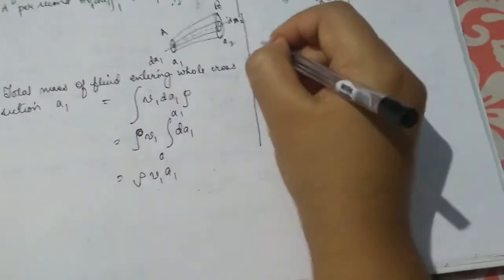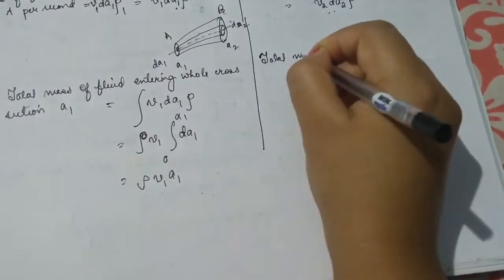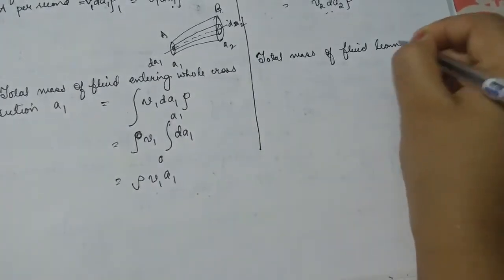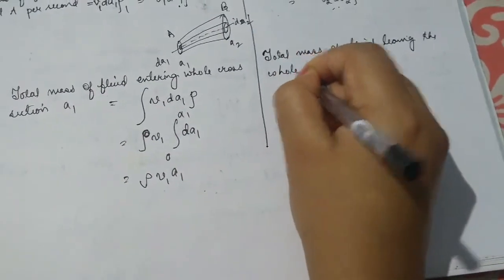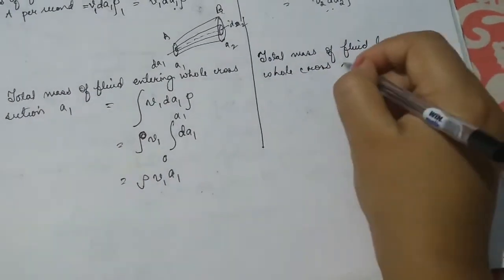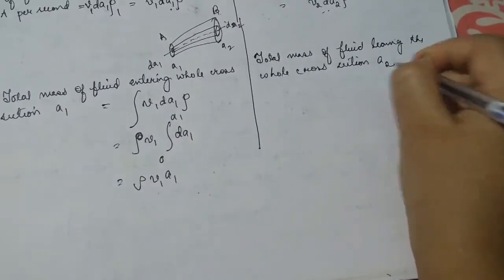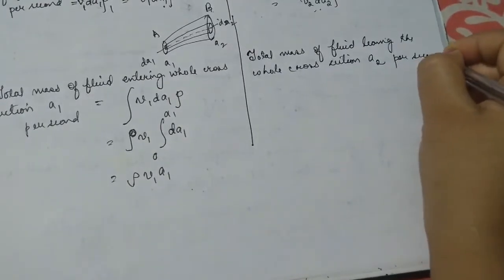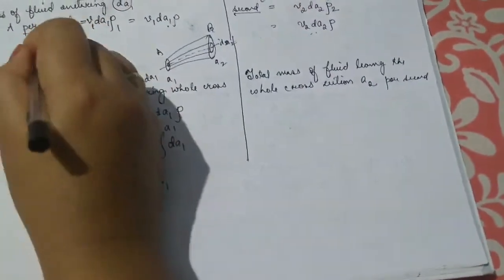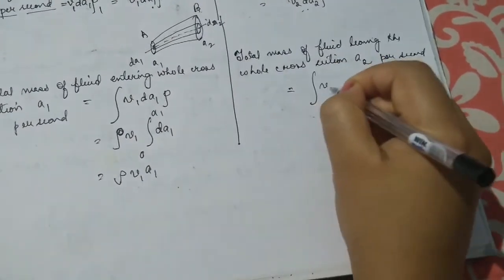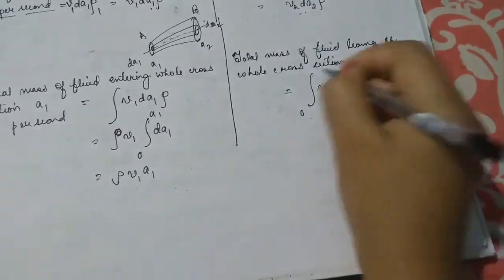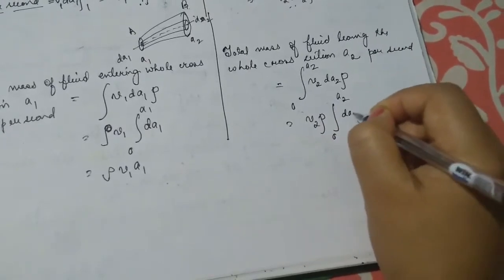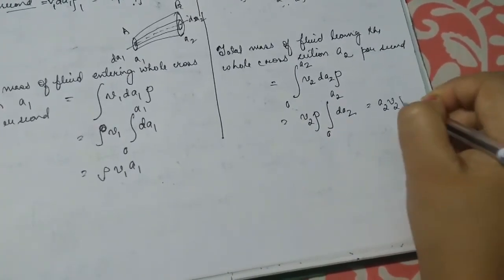Similarly here also, the total mass of fluid leaving the whole cross section A2, this is also per second, because this is per second, this is also per second, is equal to, again integration, V2 dA2 rho from 0 to A2, with V2 and rho coming out, the integral of dA2 from 0 to A2, so it will be A2 V2 rho.